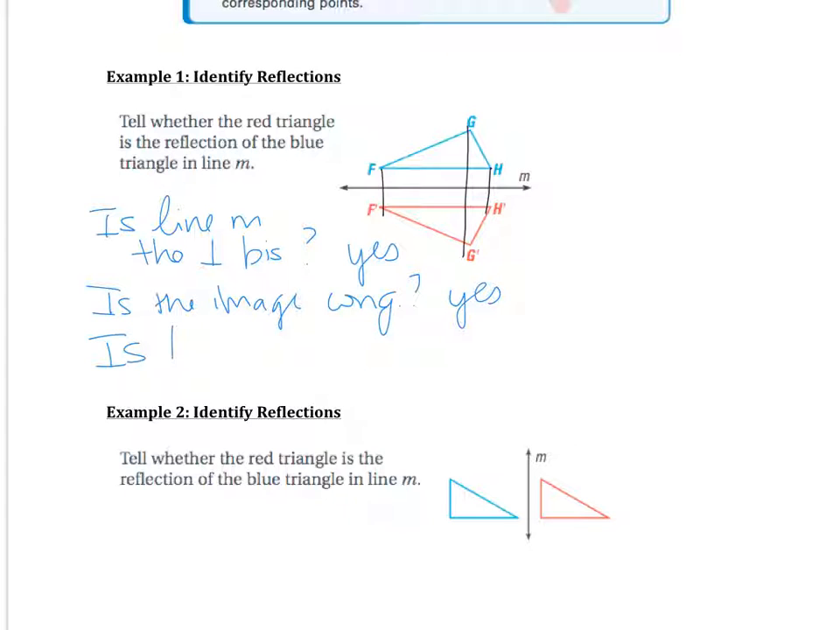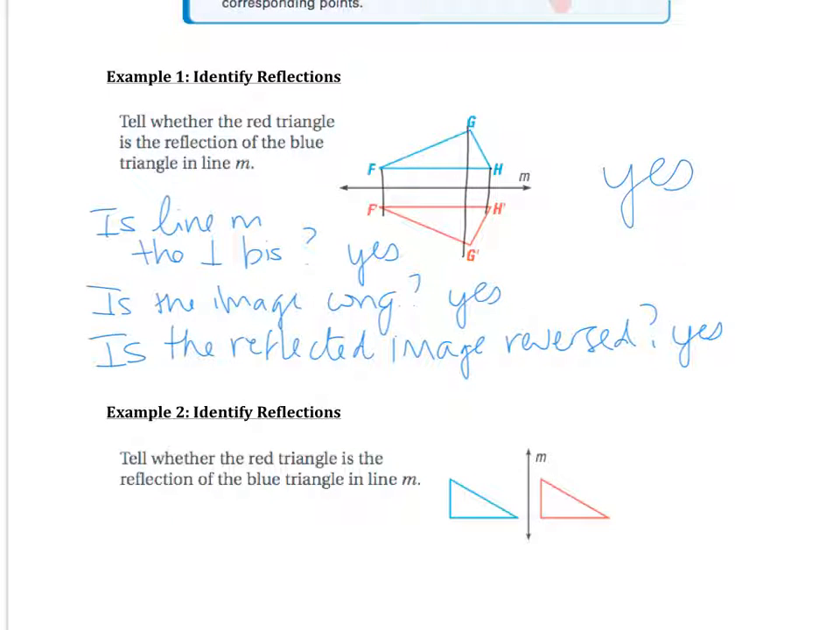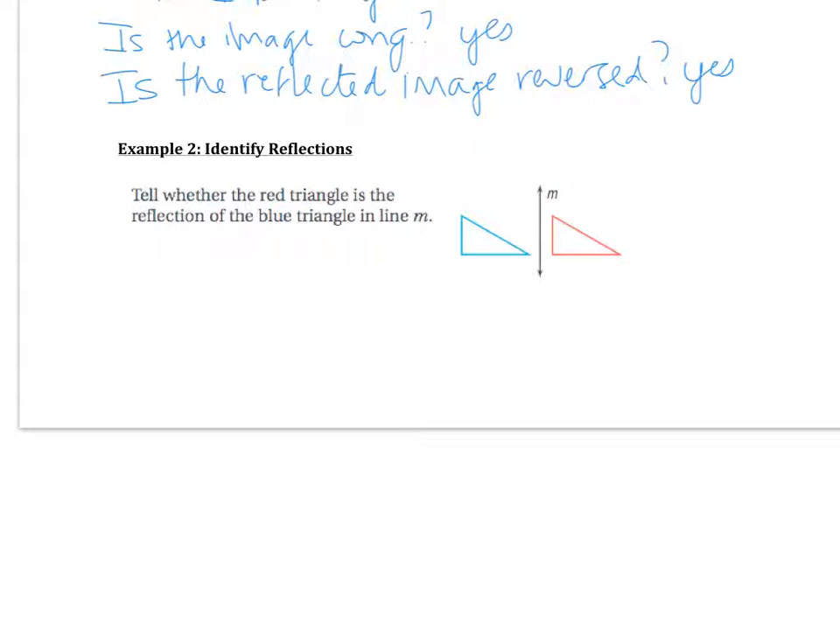And is a reflected image reversed? And yes. So this would be yes to the original question. So when I look at this one, it's not a reversed image to begin with, so this is going to be no.